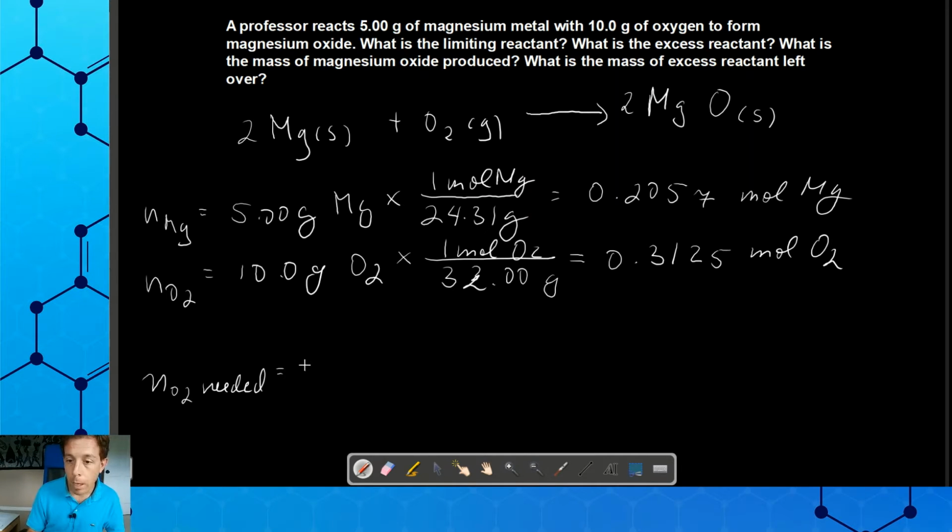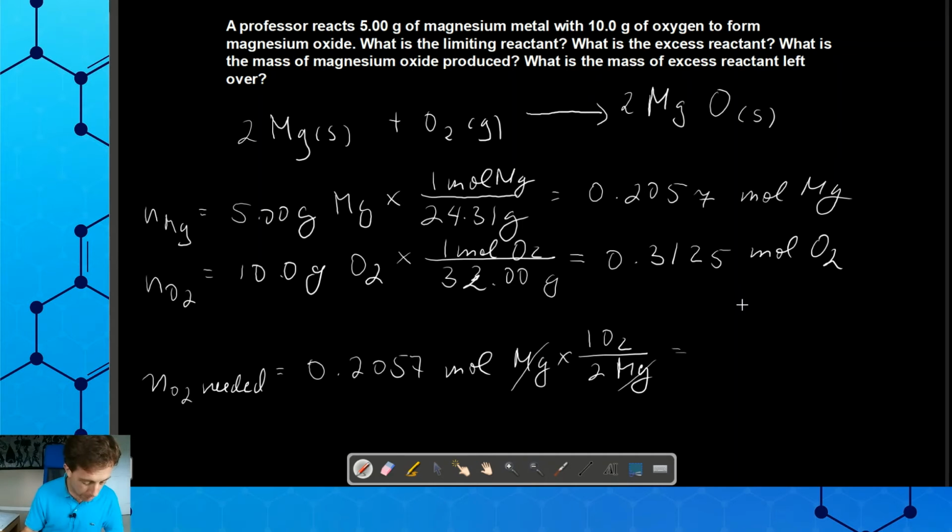That would be, so we start off with 0.2057 moles of magnesium, and then we use our stoichiometric coefficient right here, so we know for every 1 oxygen we need 2 magnesiums, and so that means we end up with, so now the magnesium cancels out and we end up with 0.1029 moles of oxygen.